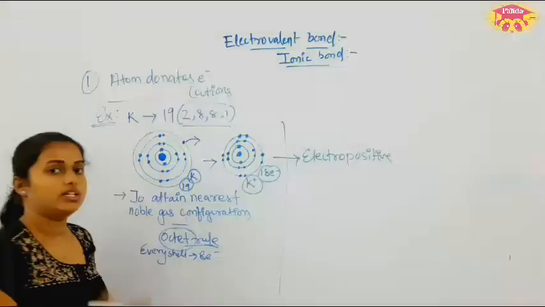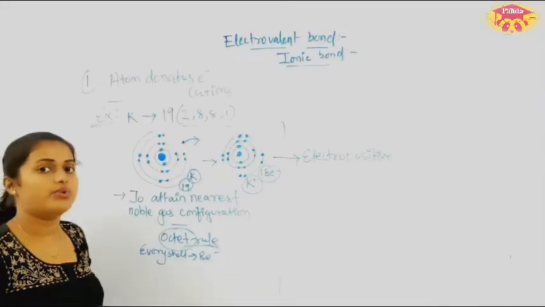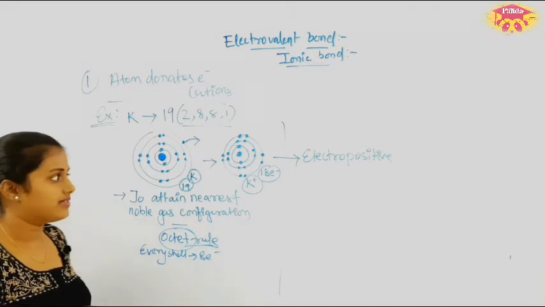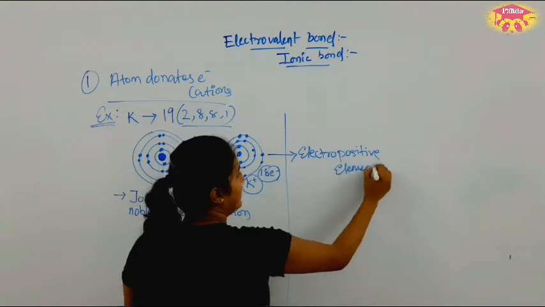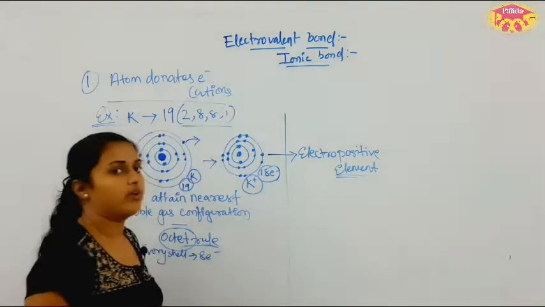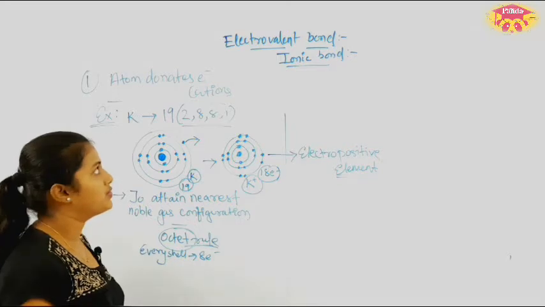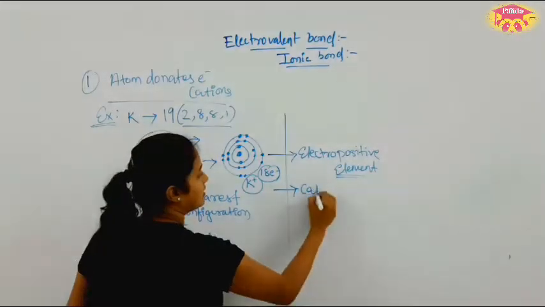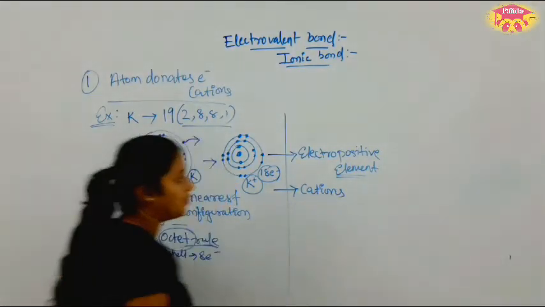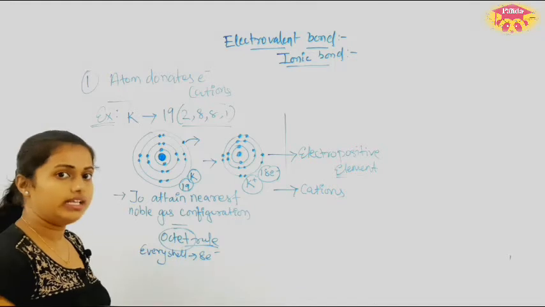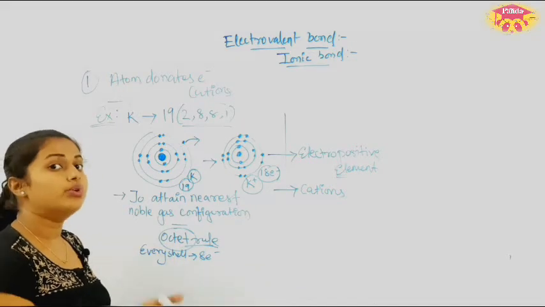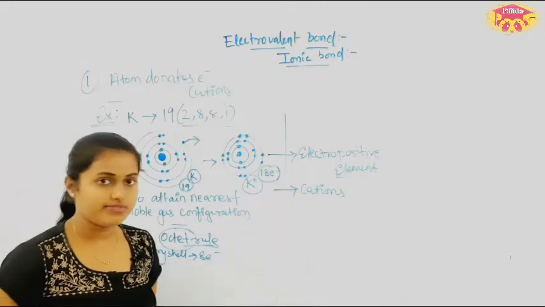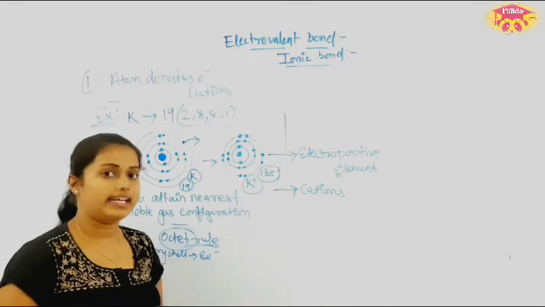Those atoms who donate electrons are known as electropositive atoms, or electropositive ions. The elements who donate electrons form electropositive elements, and these are known as cations. Students, the element who donates electrons to form a positive ion is known as an electropositive element, and they are regarded as cations.